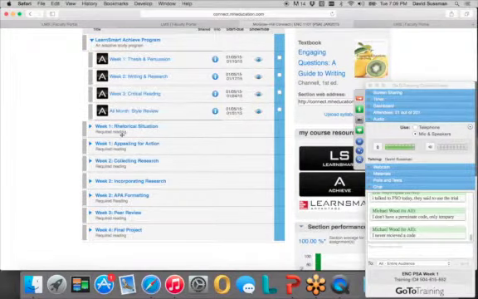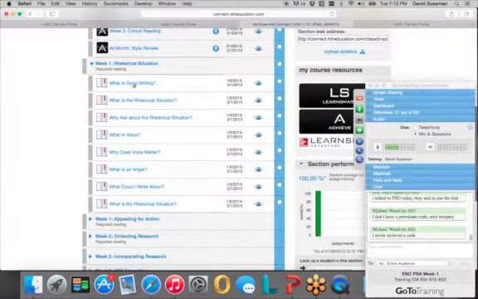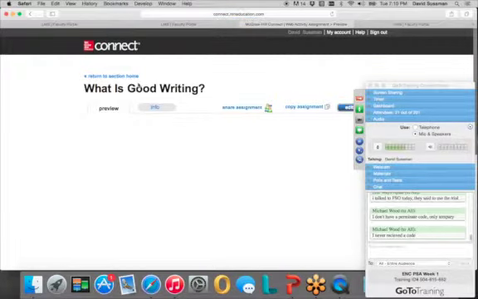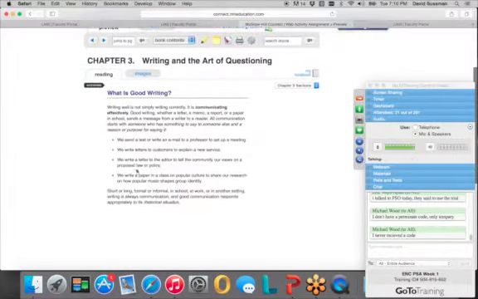You also have a number of readings organized by week. It looks like a lot, but don't panic. For example, what is good writing? Let's click on that. It's going to take a second to load. But there's that reading, okay? I mean, most of them are pretty short. They're not all this short, but they're not terribly long readings. So please keep up with those.